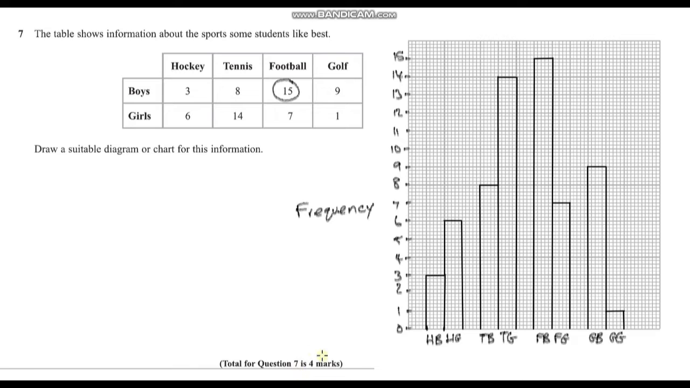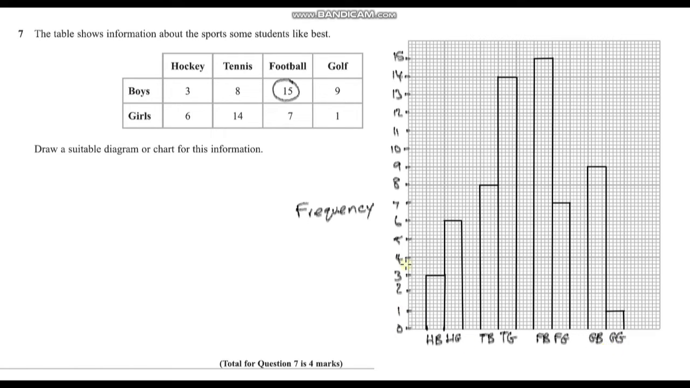Now, this question here is worth 4 marks. So I love these sort of questions because it's a really easy way to pick up marks. You'd get 1 mark just for your correct labelling. So making sure that you've labelled the sports and the genders correctly. And doing this is absolutely fine. You don't need to write out the whole name as long as it's clear what your labels are.